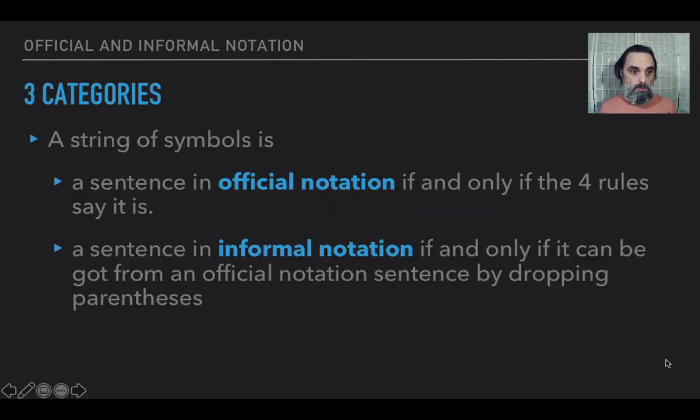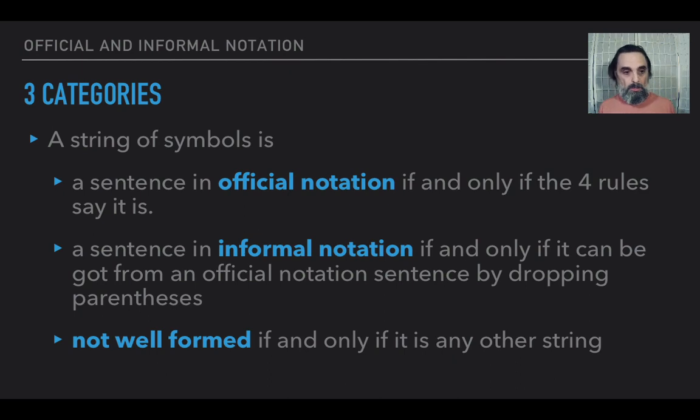What about a sentence being in informal notation? Well, if you put parentheses back on the thing you have, and then you would have a sentence in official notation, then it's informal. So if you say, oh, I could get it by taking parentheses off, then what I'm looking at is informal. So P arrow Q is not produced by the rules, but you can take the parentheses off of the sentence parenthesis, P arrow Q, parenthesis, and you get just P arrow Q. That means P arrow Q is in informal notation. And then everything else is not well formed.